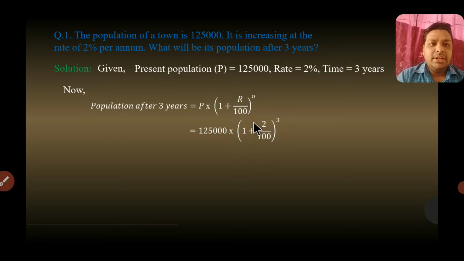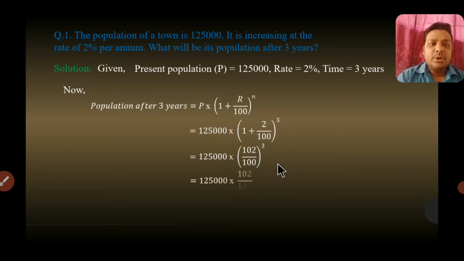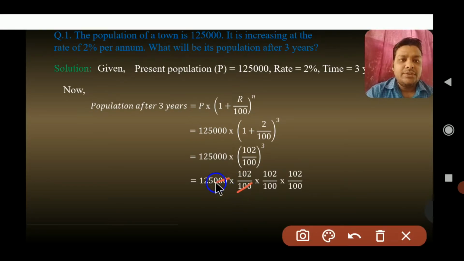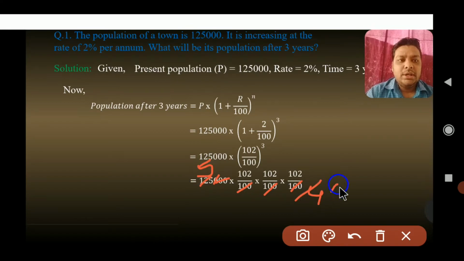So after solving this we will get 100 plus 2, that is 102 by 100 to the power 3, because time is given 3 years. Now we will write 102 by 100 three times. Okay, and now you can see here that if we solve it, 20 and 20 will cancel. Okay, 10 and 10 will cancel. Now we can directly multiply and divide also, or we can also do one thing, that it is divisible by 25. So 25 4 times, it is also divisible by 25. So 25 5 times. Now 2 2 times and 25 1 time.